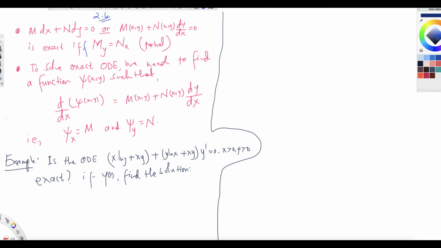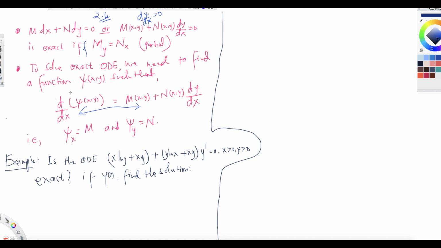So if you can find a psi(x,y) function in that way, then the left hand side can be written as the derivative of psi(x,y), right? So you can write this as the derivative of psi(x,y) with respect to x equals 0. Now when you integrate, you can find that psi function right away. That is the idea. So what does that mean then? When you find the derivative of this, you will get psi_x equals M and psi_y equals N. That's what you will get if you write them equal.